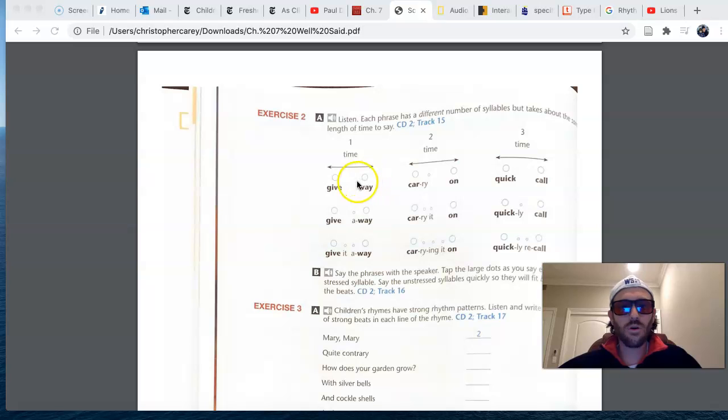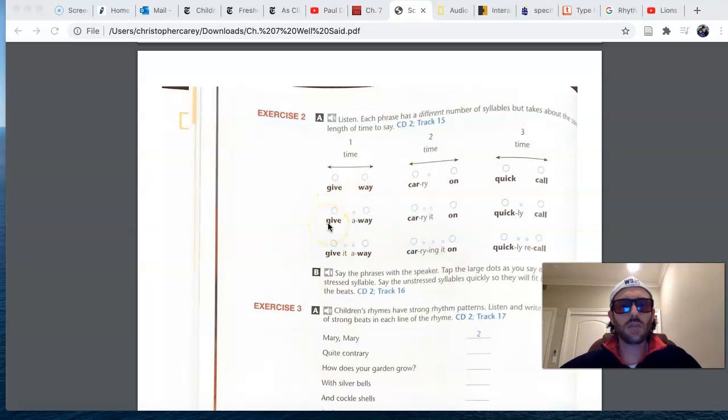So for example, give way, carry on, quick call. All of these phrases take more or less the same length of time, even though carry on has 3 syllables and these other 2 examples have only 2.